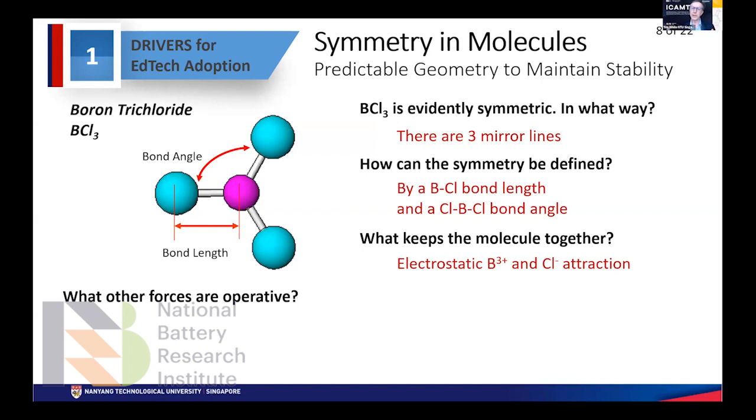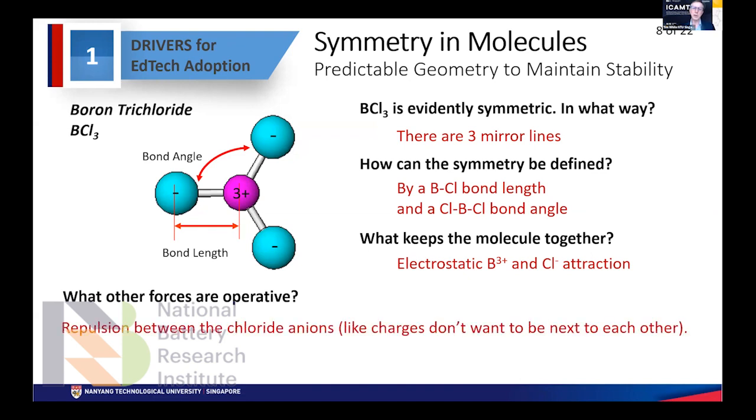Again, you can talk about electrostatic charges, so the boron as a cation, the chlorine as an anion. And then we get more to the nitty-gritty after we've gone through what they're familiar with. We say, well, why is this happening? Why do we end up with this triangular symmetry, threefold rotational symmetry in a boron trichloride?